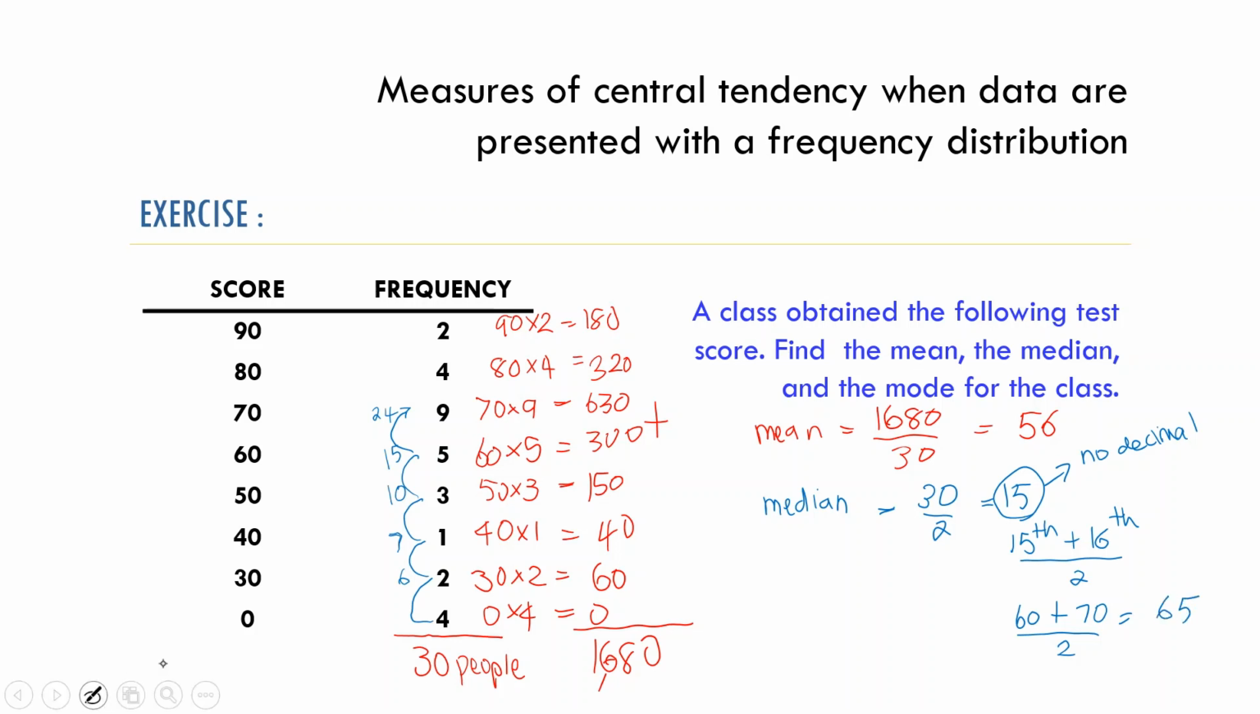Okay, and now last one, mode. Mode is the most frequent, so we just look at the data that has the most frequency, which is here, 70.